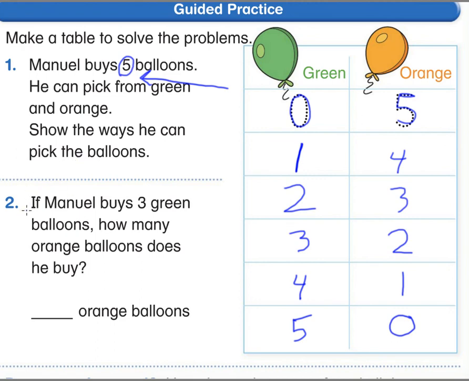So now go ahead and try number 2. I'll read it to you, and then I'll give you a minute to work on it. If Manuel buys 3 green balloons, how many orange balloons does he buy? Use the table to help you. I'll give you a quick second.